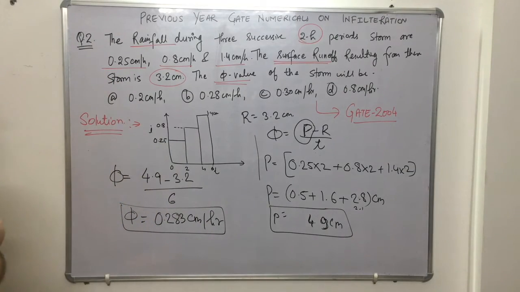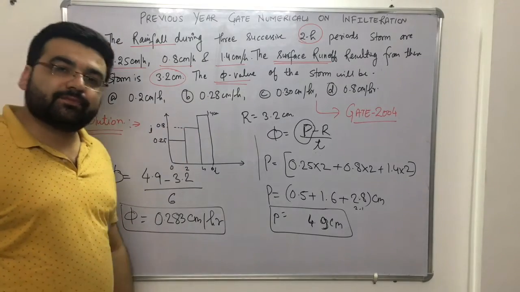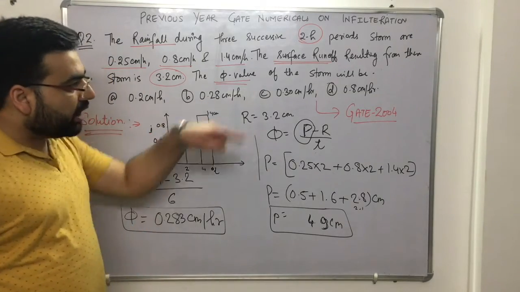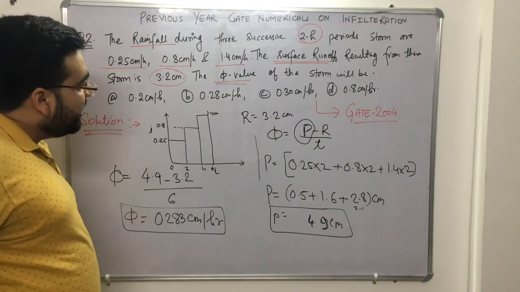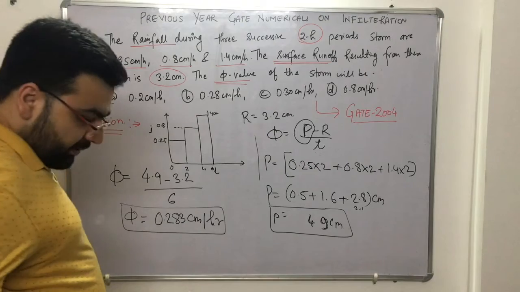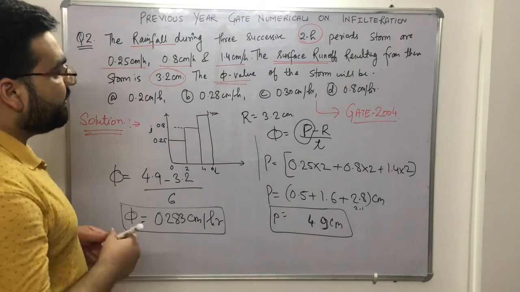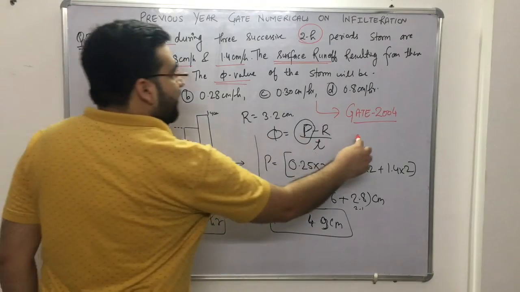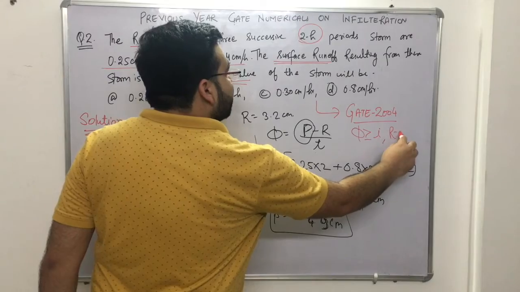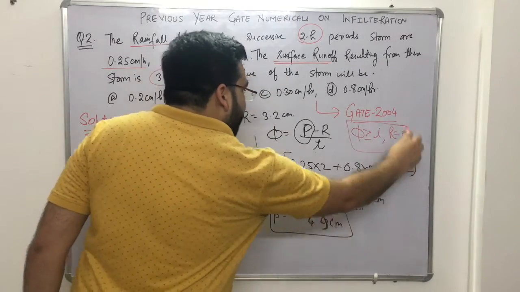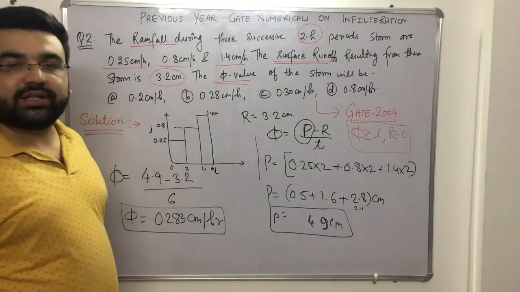Right? Now, a lot of you must be thinking that B is the correct answer. This is what happened in 2004 also. A lot of students made the same mistake, that they ticked the B option as the correct answer. They did not apply the concept that if phi is greater than or equal to I, then runoff is equal to 0. A lot of students did not apply this concept and got the wrong answer, right?